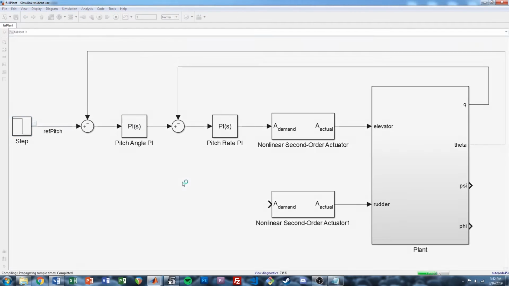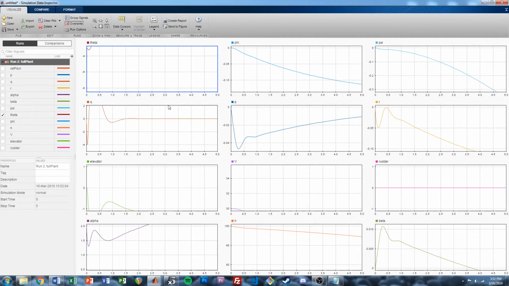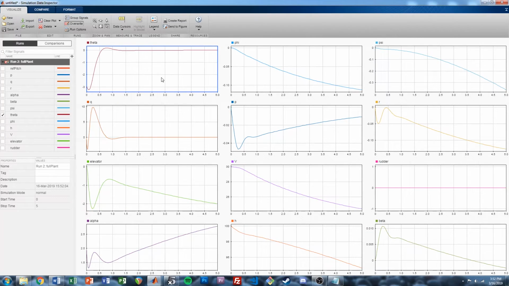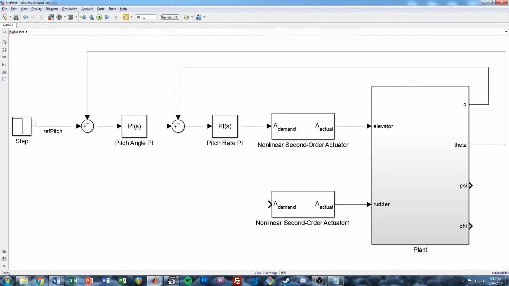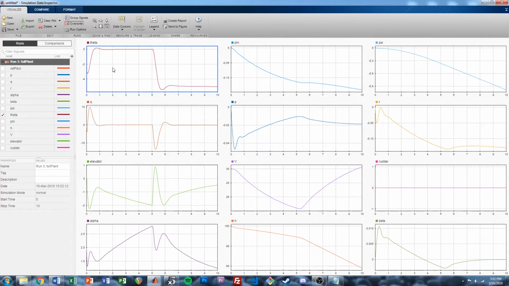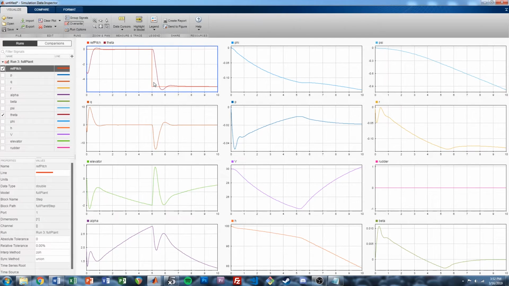So if we go ahead and run this, we need to run it for 10 seconds. See our pitch angle here tracks up to 0 and then down to -5. I'm also going to display the pitch reference so we can see that. Pitch rate, elevator, and angle of attack, those all look pretty clean. So I think that's pretty good. Now we just need to go and do the lateral design.